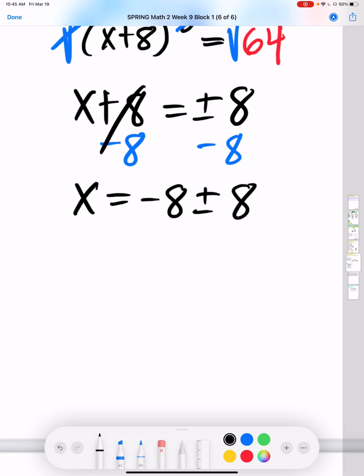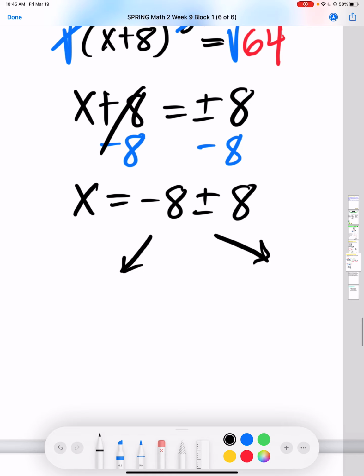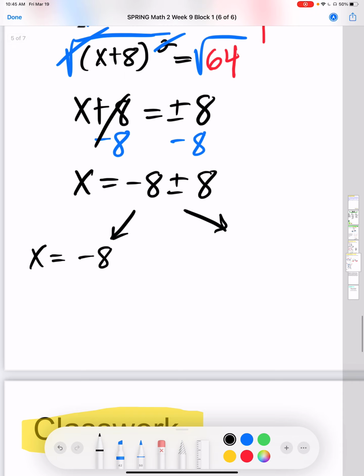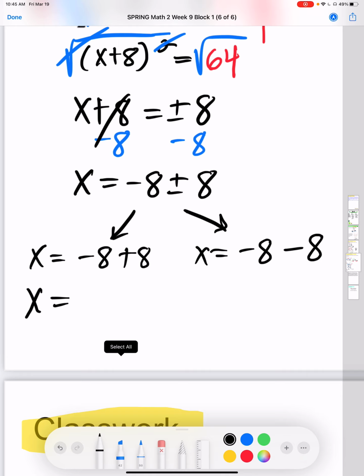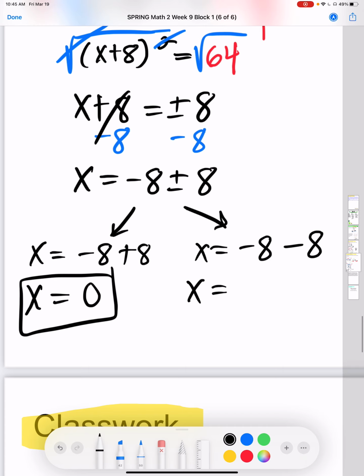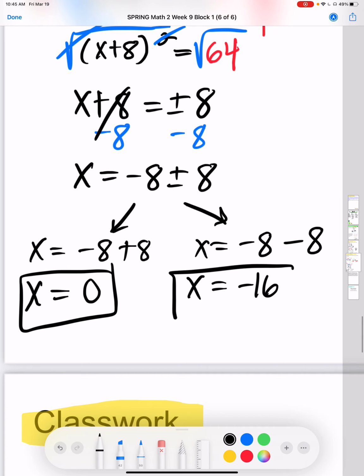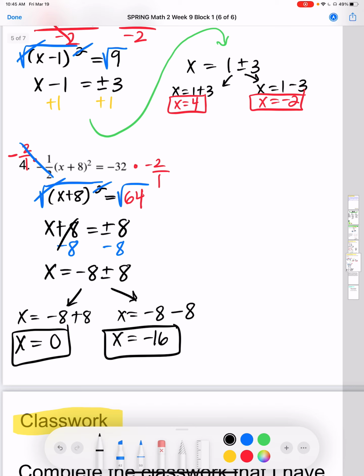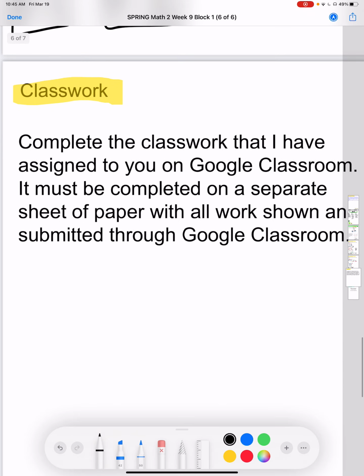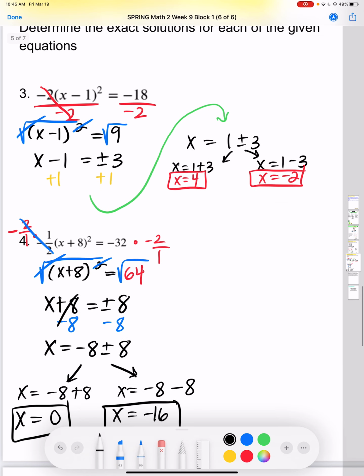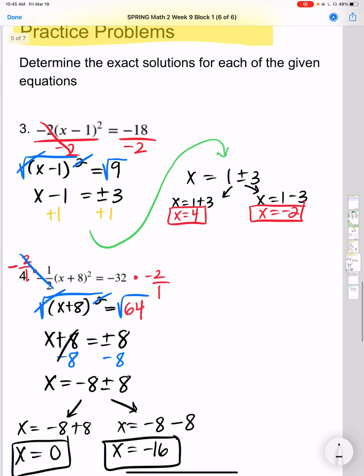All right, so this is what I'm left with. I need to make sure I split it up into two solutions. x equals negative 8 plus 8, and x equals negative 8 minus 8. So again, one with a plus, one with a minus. Go ahead and simplify those. x equals negative 8 plus 8 is 0. And then on the right, x equals negative 8 minus 8 is negative 16. So those are my two solutions. Notice that for each of these, I have two solutions. So you do have some classwork. Go ahead and pause this video and copy these examples down.